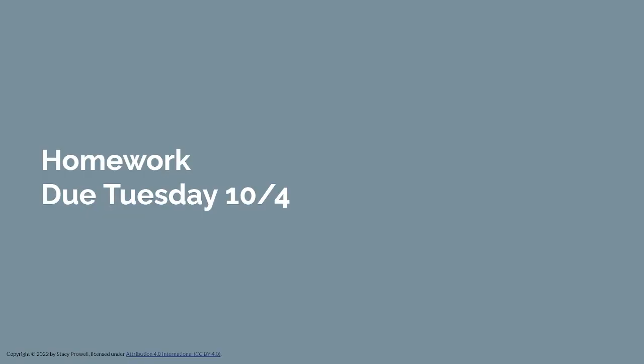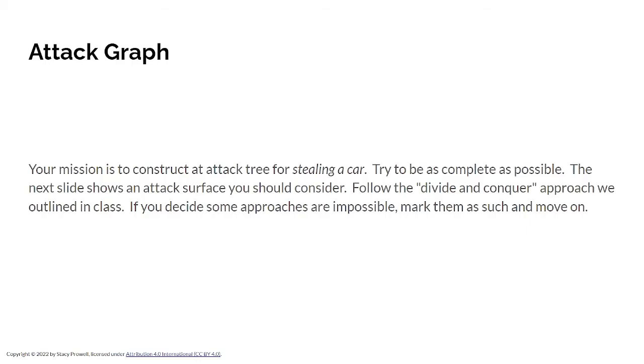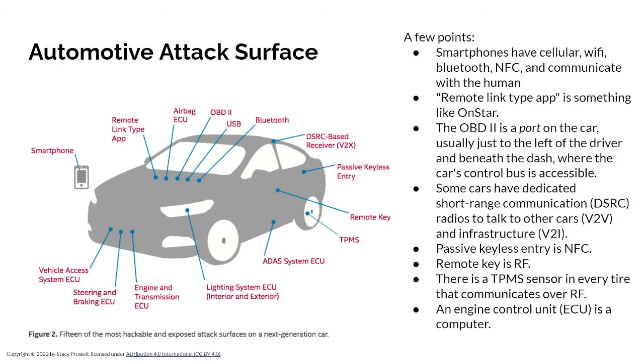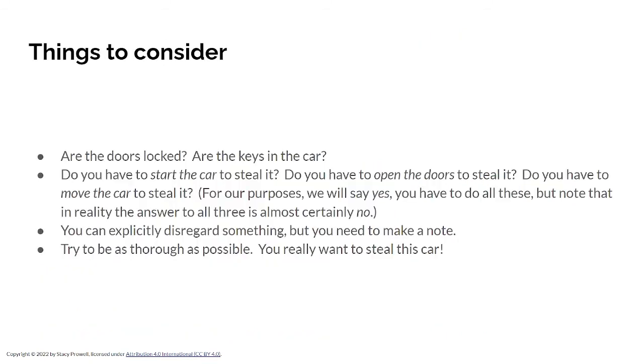All right, there was homework, and the homework was to steal a car. There you go. Your mission is to build an attack graph for stealing a car. Oh, wait, that's right. Build an attack graph. Don't actually steal the car, please. Don't steal the car. Build the attack graph for stealing the car. Hopefully you've been doing that. I've seen some of you have turned that in already. Here's your attack surface and some information about it. And then here's some other information. I think you've all got this.